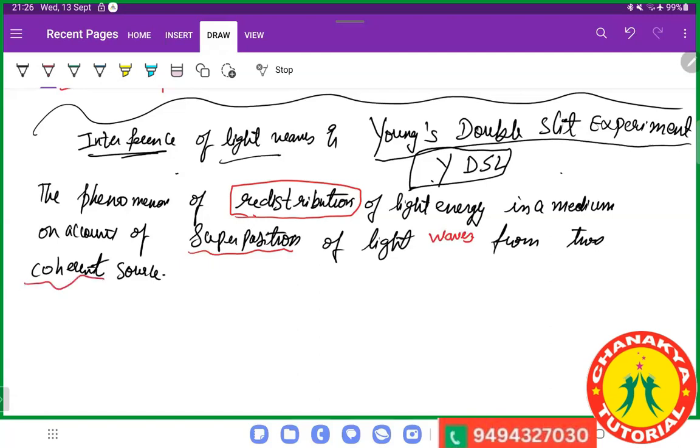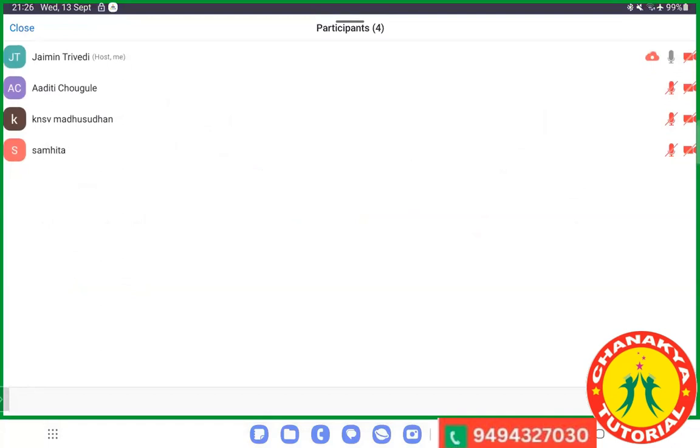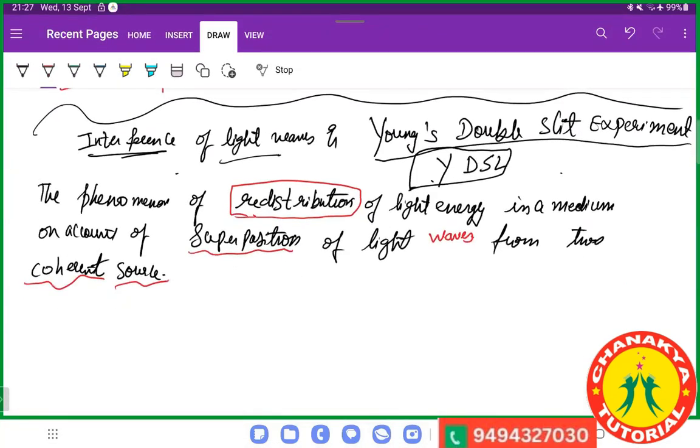What do you mean by coherent? Coherent source. Have you heard this term, coherent source or coherent anything anywhere, in the English language or somewhere? Have you? No? Aditi? Samhita? What about you? No, sir. No? Okay. So let me write the meaning of this term.